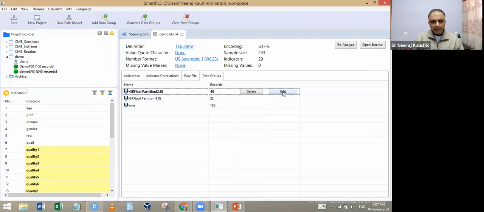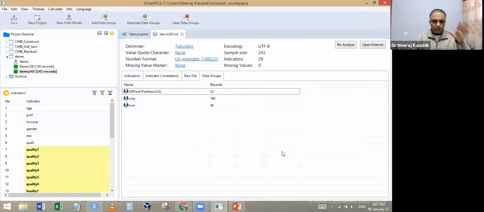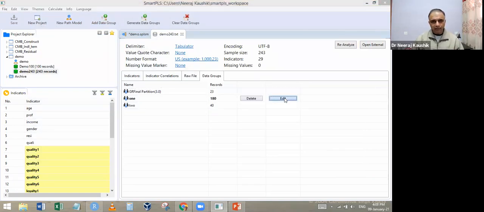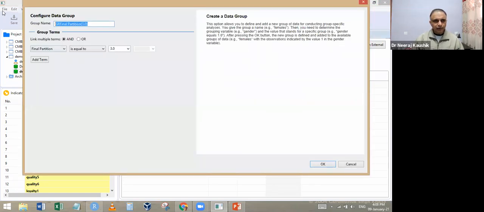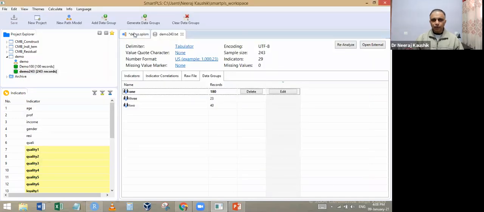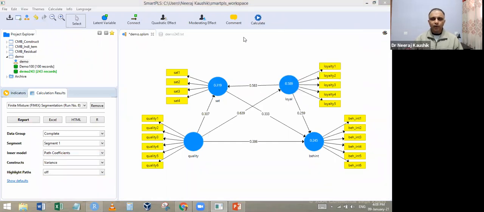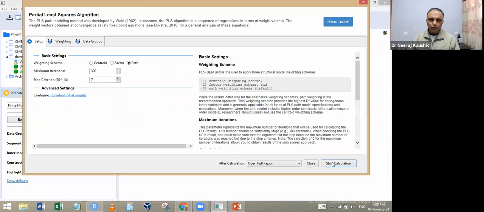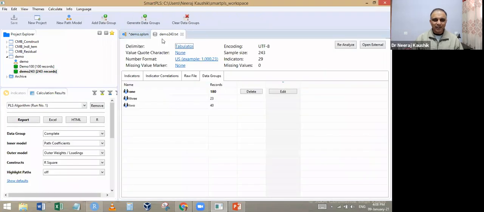So let me give their names. This is 1. Let me give this one the name 2, because this name is very lengthy. Or you can give any meaningful name on the basis of whatever name you have given to those clusters. And edit, this one comes out as 3. Three clusters are there. Now you need not do anything. Simply go and run anything and it will be computed for all the groups when you ask it to compute. So let me ask it to compute.